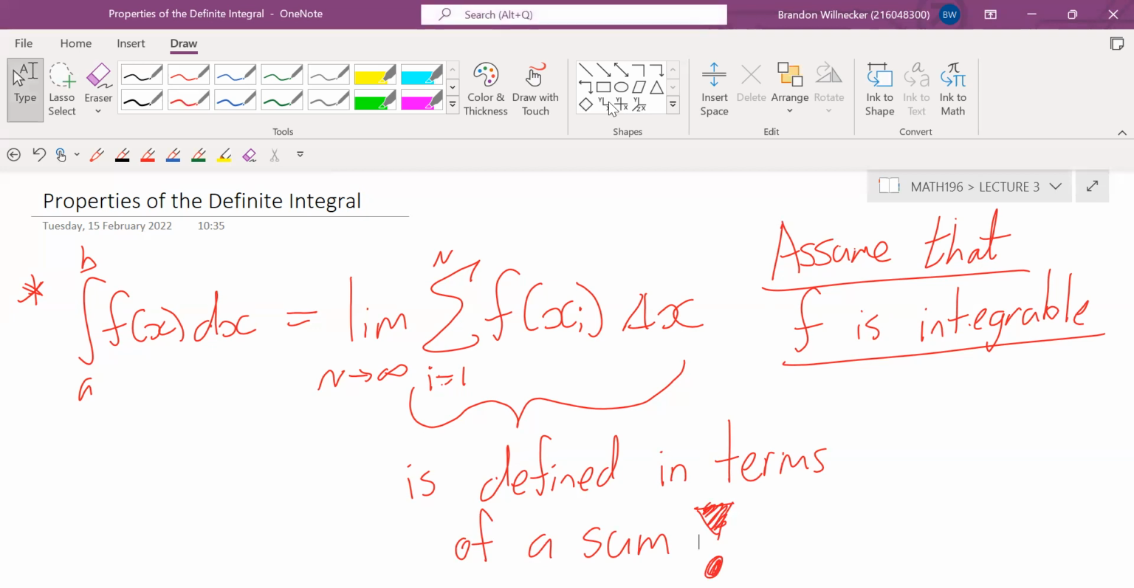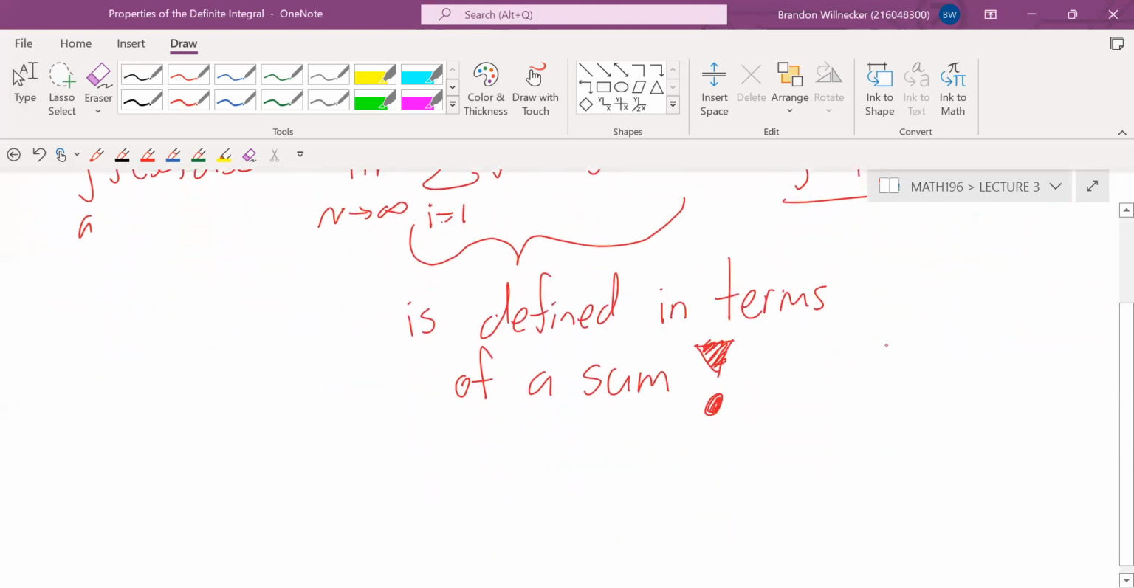Okay, so there's a bit more detail with regards to this, because it's not just a finite sum. Technically speaking, the sum is going off to infinity because n is going to infinity. So that makes things a bit more complicated than usual. But if we're careful with the limits and the limit laws, then we can use the sum properties to define integral properties.